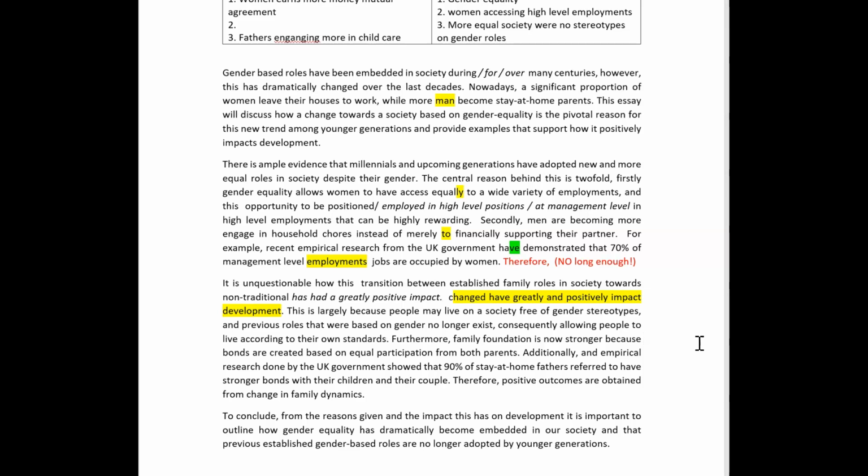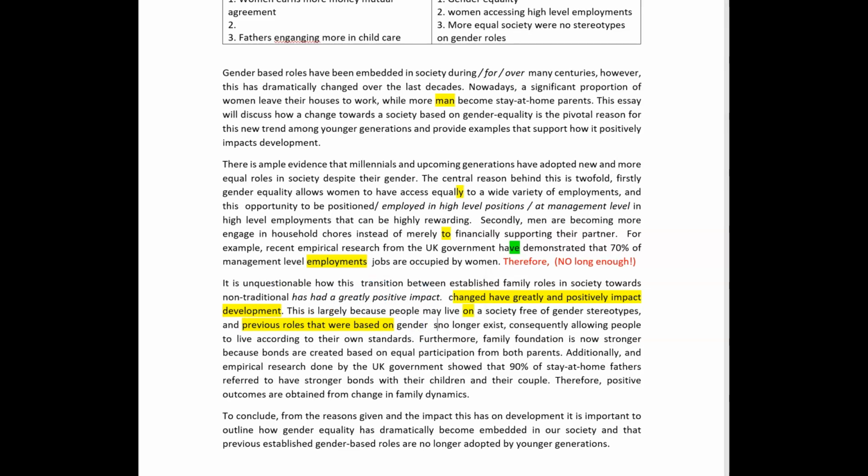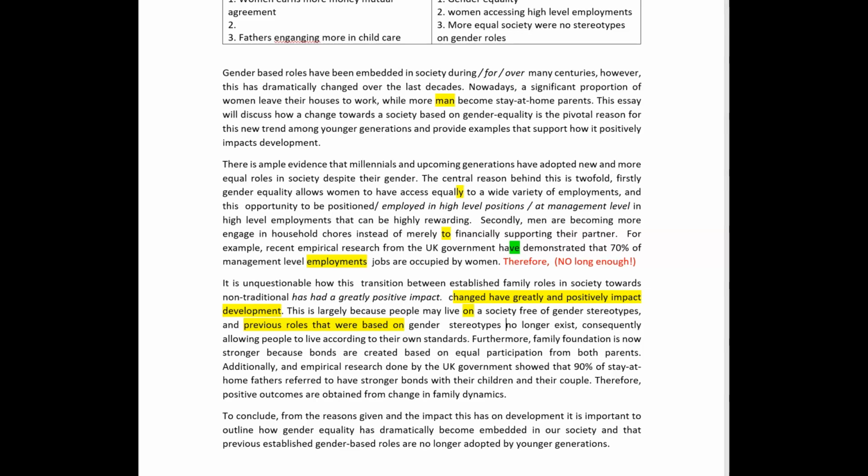This is largely because people may live in a society free of gender stereotypes and previous roles that were based on gender no longer exist, consequently allowing people to live according to their own standards. Okay, this one I might put in here, gender stereotypes. Gender stereotypes no longer exist. So in gender stereotypes no longer exists, consequently allowing people to live according to their own standards. Good. Furthermore, family foundation is now stronger. The family foundation, or family foundations are, watch out there, because bonds are created based on equal participation from both parents.